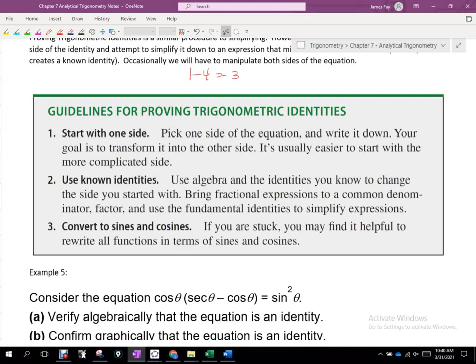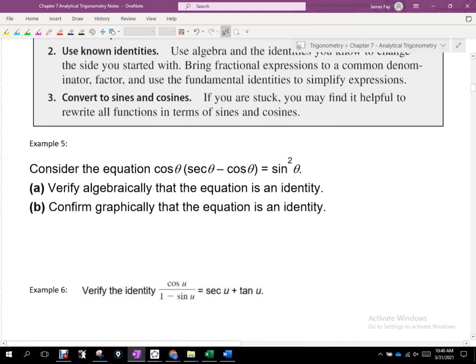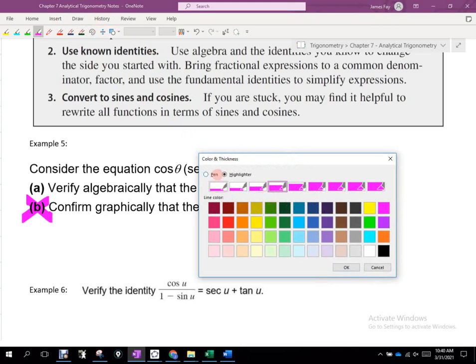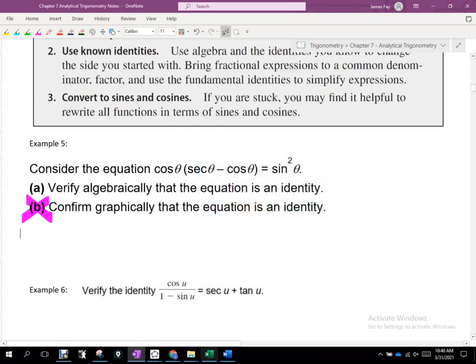All right, so this is our first example here. I'm not going to confirm this graphically. I don't want to do that. You would graph the left-hand side, graph the right-hand side, see that they coincide, and that would be the graphical proof. Okay.